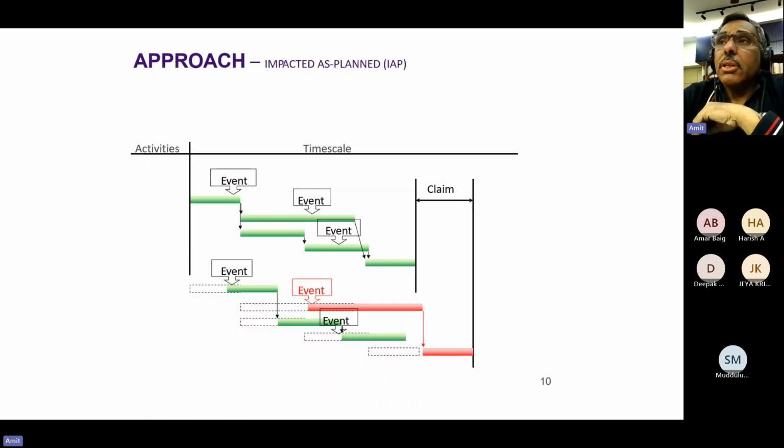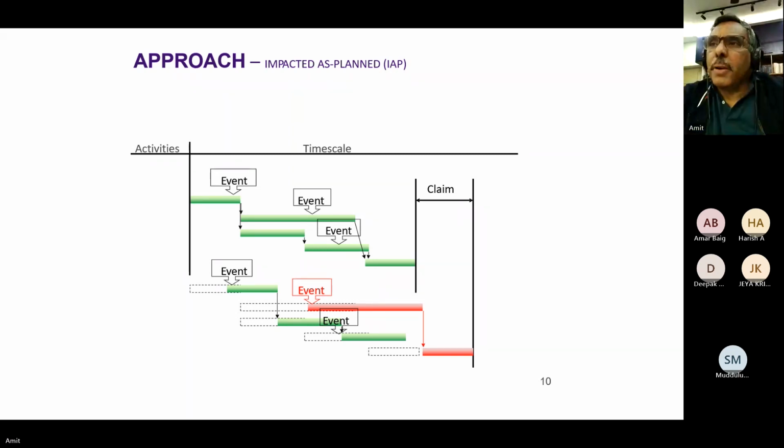Now we come to prospective. This is what world practice says. There is something called the Society of Construction Law Delay and Disruption Protocol, which you can download free of cost if you type it. Society of Construction Law UK. And that gives you the best practices of the world, not generally followed in India.